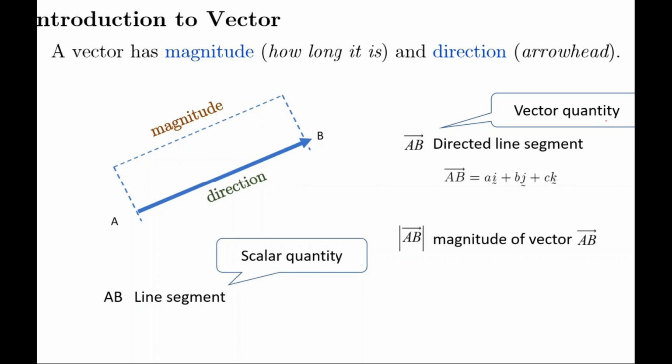So how to calculate the magnitude for vector AB? This is our symbol, modulus. And then we can calculate by using the distance formula, right? Distance formula.